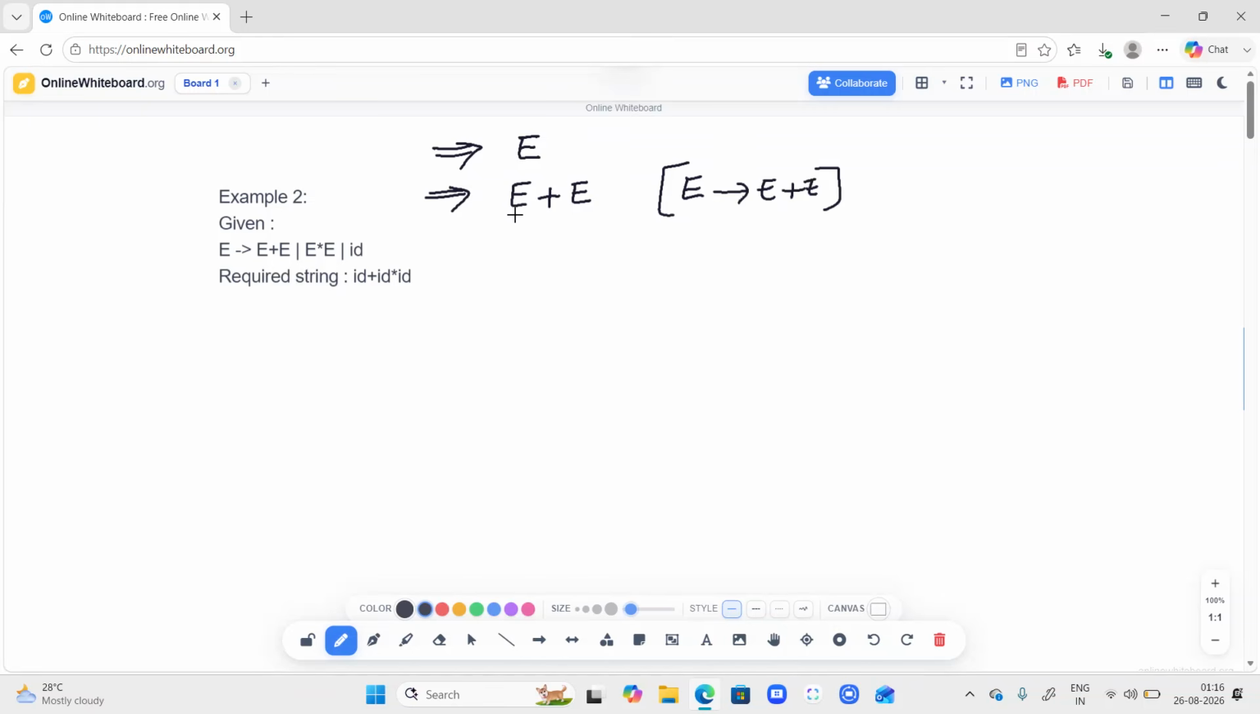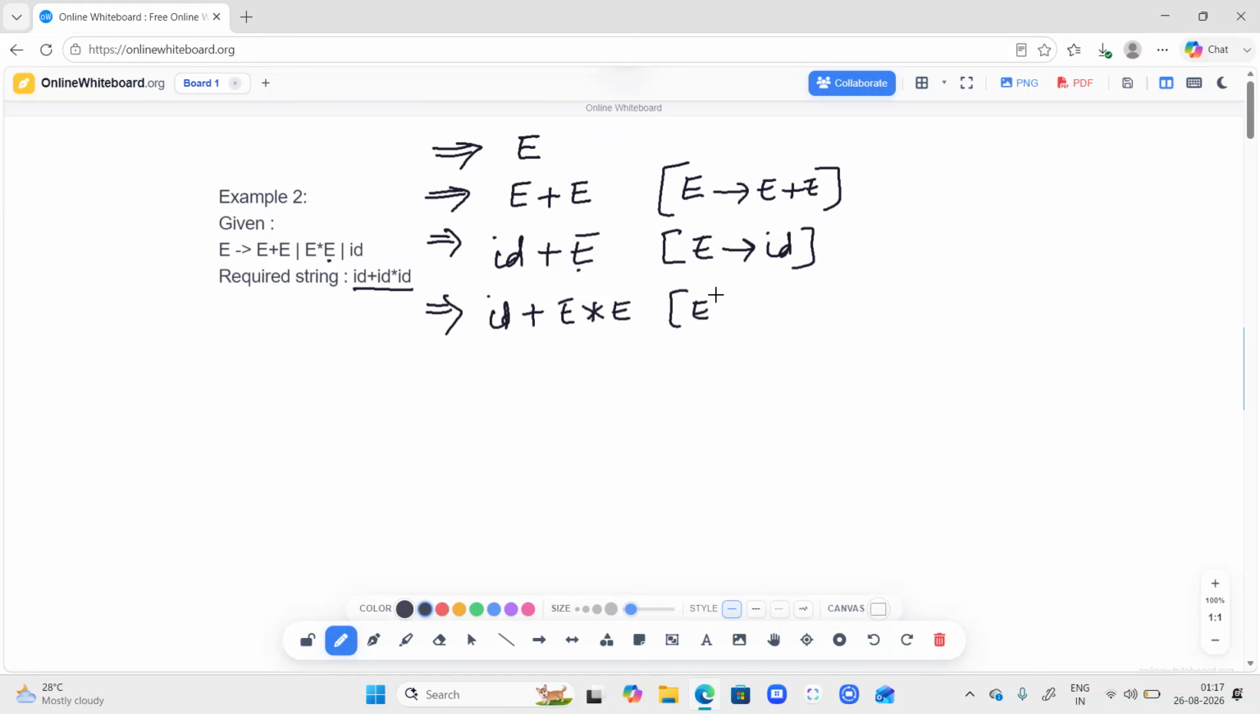Now, this E, I will replace it with ID and keep this E as it is. It is always one substitution at a time. So this is using the rule E derives ID. Next, in the string, if you observe, you want this E to be replaced by ID into ID. So to do this, I'm going to use this production rule where I can get multiplication sign. E into E. So this is using the substitution rule, E into E.